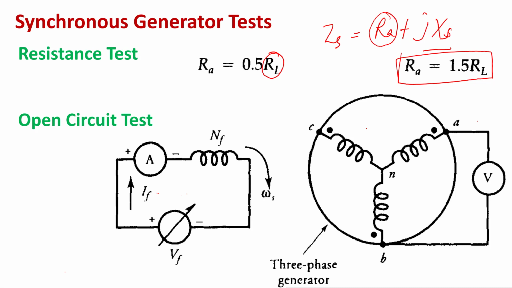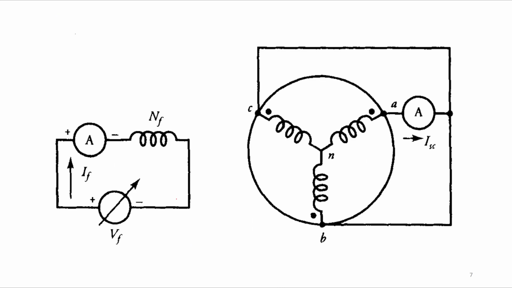So this is your circuit for the open circuit test. These are the 3 windings. This is a star connected synchronous generator, and here we are putting the voltmeter across phases A and B. Here we have a variable voltage source for the field winding. By varying this voltage source, we can adjust the field current and thereby the generated EMF, which will gradually increase.